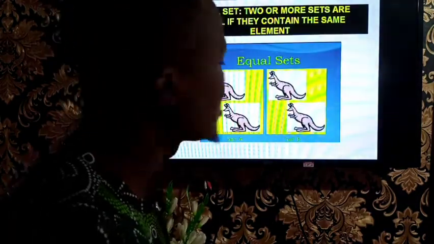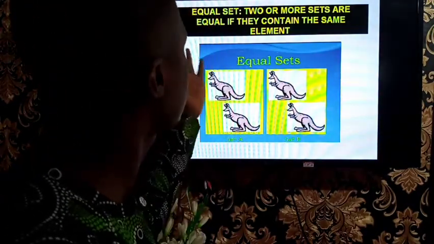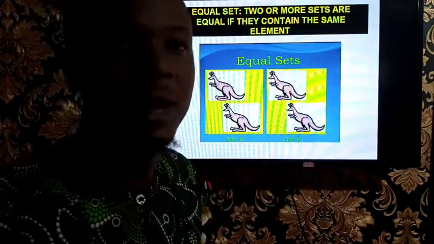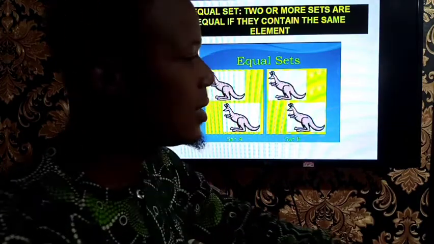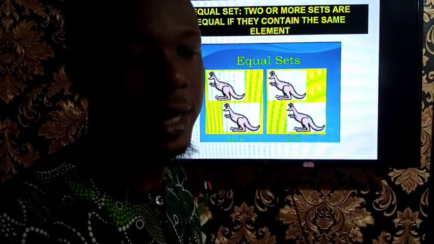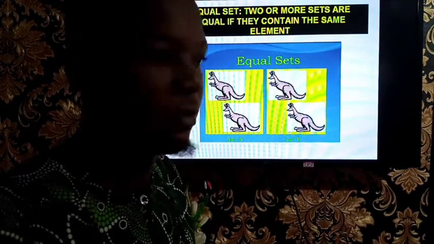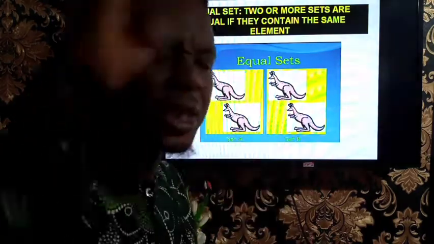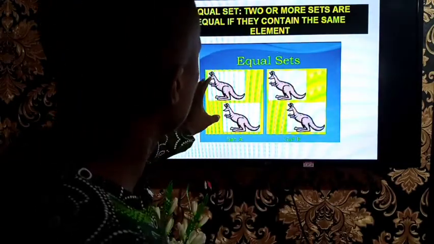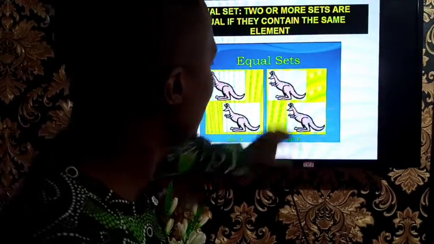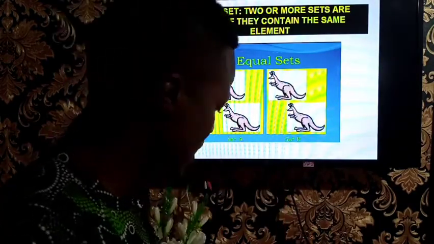We have equal sets as another kind of set. When do we say that two sets are equal? Two or more sets are equal if they contain exactly the same element. If everything you are seeing in set A is also seen in set B, it means that sets A and B are equal sets. Not the same number of elements, but the same element. You must see everything you are seeing in set A, also in set B. Look at these two sets. Exactly the same animals I'm seeing here are what I'm seeing here. Sets A and B contain similar animals. Hence, they are equal sets.